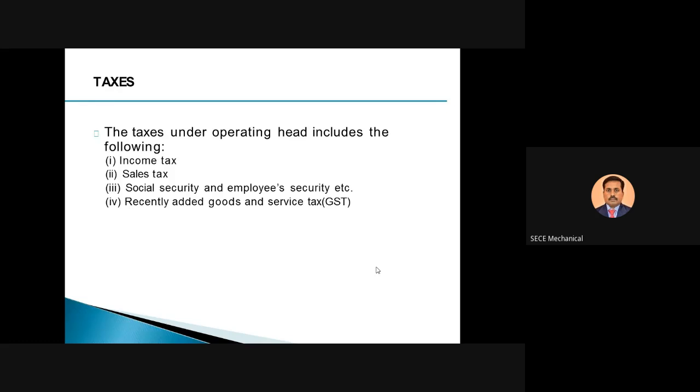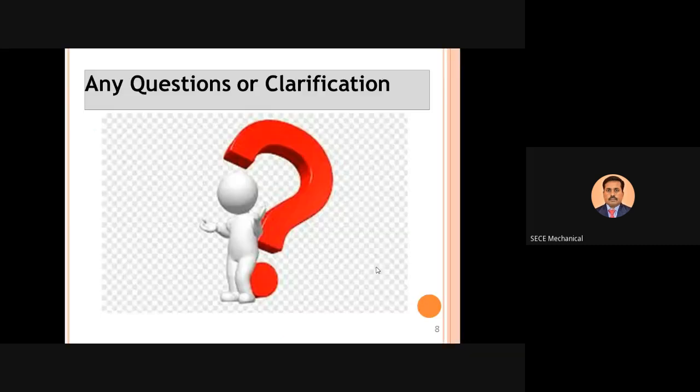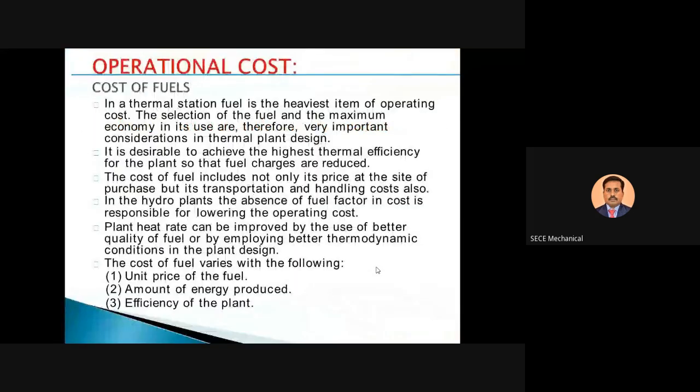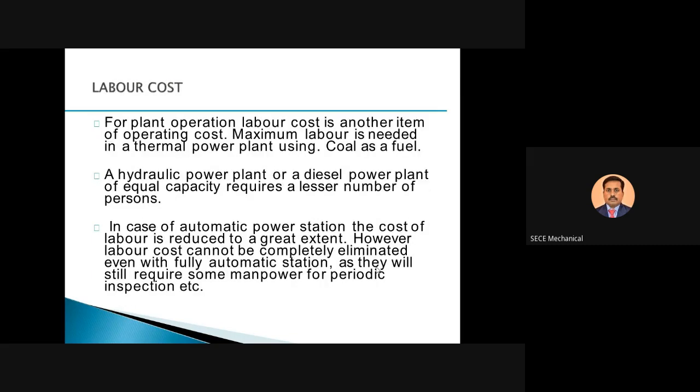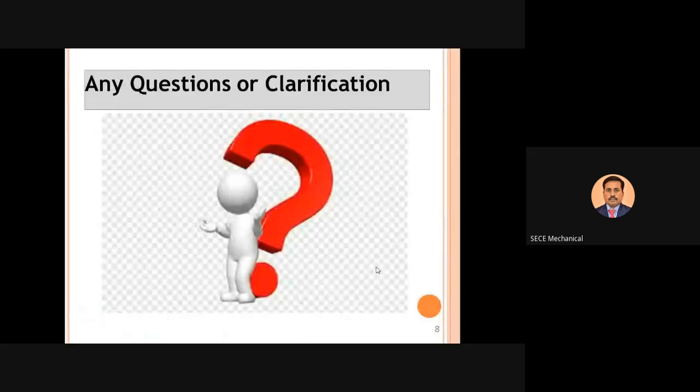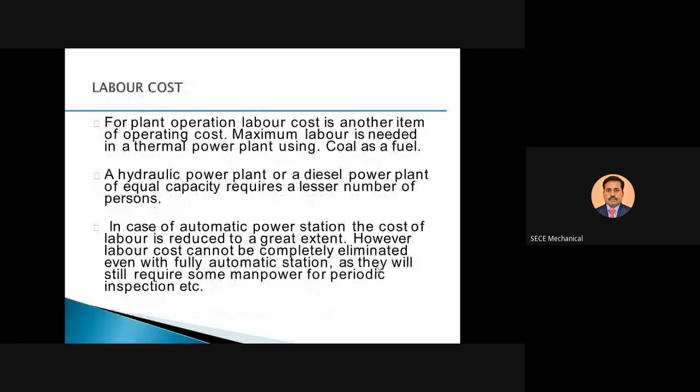Costs such as income tax, sales tax, social security of employees, and the recently added goods and service tax, all the government taxes come under the account of operational cost. So this is about the different types of operational cost. Today we discussed what is meant by operation cost, how it is important, and the different types of operation cost: cost of fuel, labor cost, cost of maintenance and repair, cost of supervision, and taxes. These are all related to operation cost.